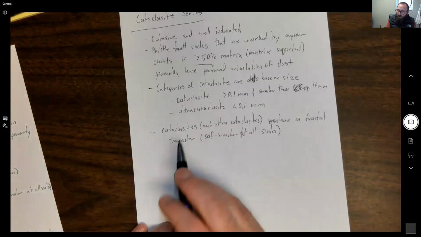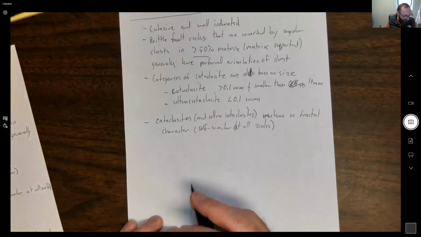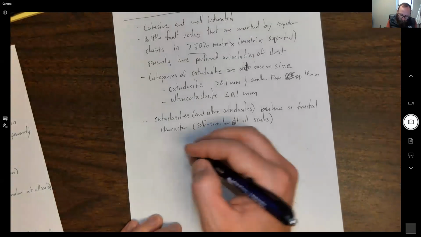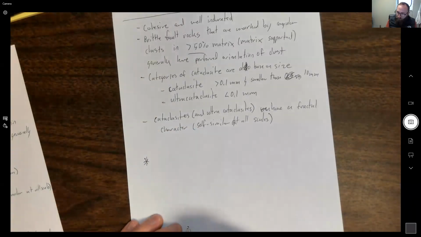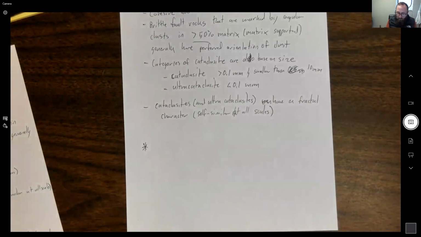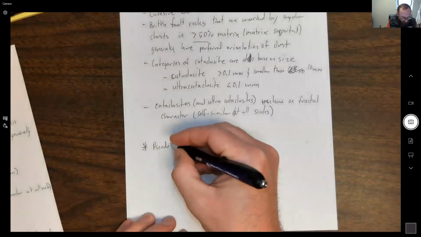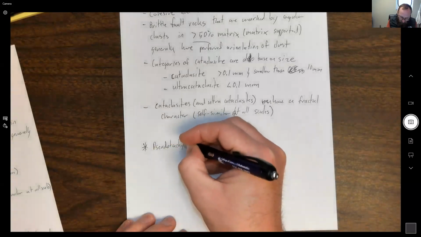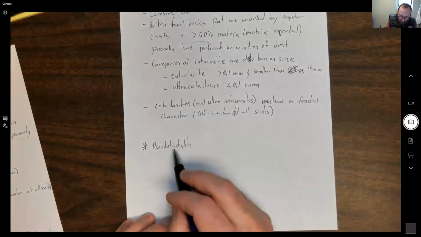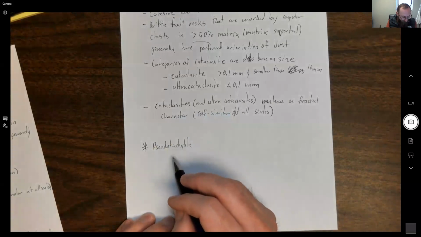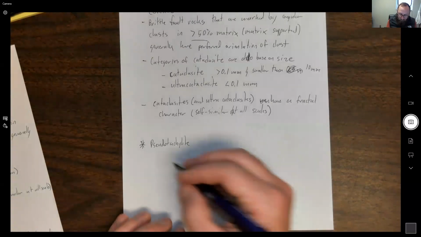Okay, so that's our cataclasites. I'm going to look at some pictures here in a second. And then we have this oddball Breccia series rock called pseudotachylite. The word tachylite is an old school term for a glassy basalt. These aren't glassy basalts, but they're basically melted fault rock.